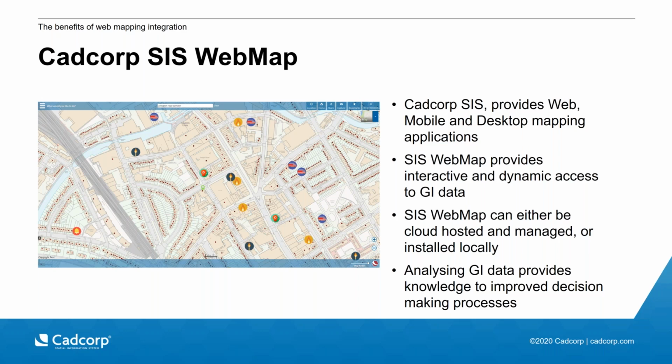So the Cadcorp SIS WebMap is a sophisticated yet easy to use off-the-shelf web mapping application that allows users to visualize and query spatial information over the web. The product has been designed to run on mobile devices, tablets, and PCs. Cadcorp SIS WebMap can be hosted or managed and installed locally for the end user. And there's things like advanced spatial queries making the application super intelligent for the end user. So it performs things like local knowledge, search by area, and has report it functionality within it, which we'll see in a second within the demonstration as well.